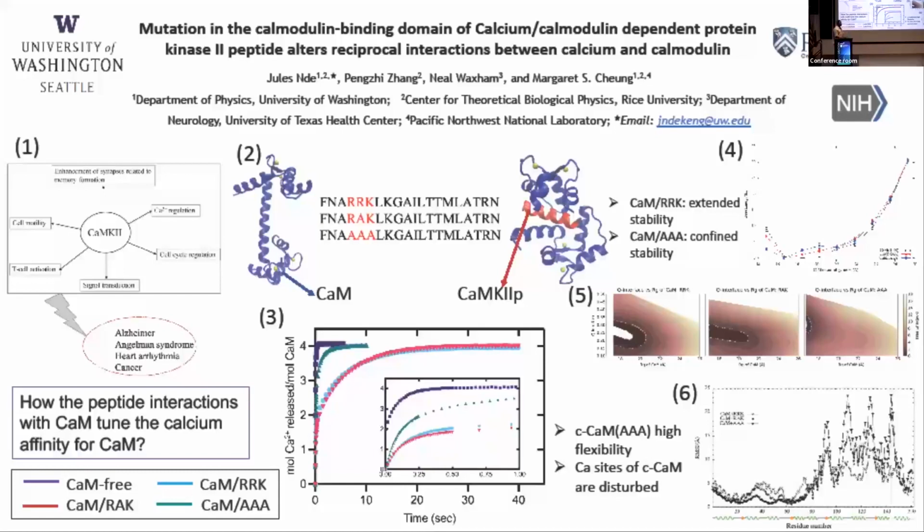As a conclusion for this work, we can say that as CaM kinase 2 binds to calmodulin, the calcium affinity for calmodulin increases considerably. And also these specific residues called RRK, which are the charged residues, contribute to the high calcium affinity for CaM through electrostatic interactions with these residues and the C domain of calmodulin.